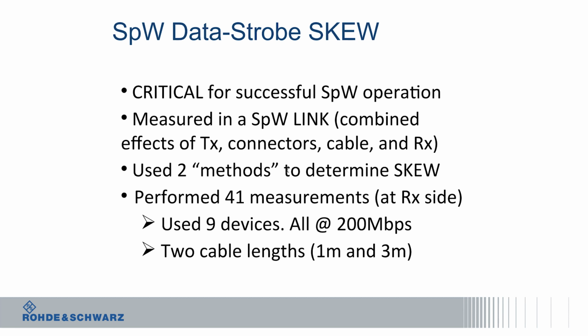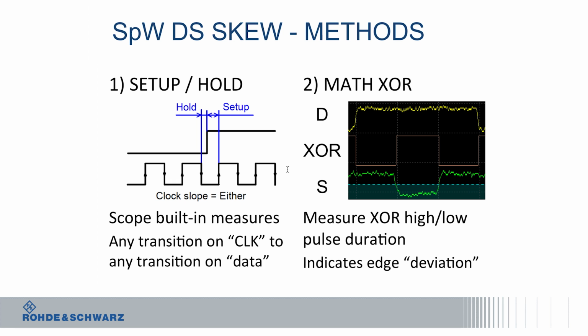So if you have a SpaceWire link, it's very useful that you can measure and know on this particular link how much is my skew. Even though you may have data sheets from the transmitter, maybe on the receiver, you don't usually have them for all the parts, including connectors and cables and everything. So this measurement will give an idea of all these parts combined. And again, we did many measurements on the receiver side using different devices, different cable lengths, and so on.